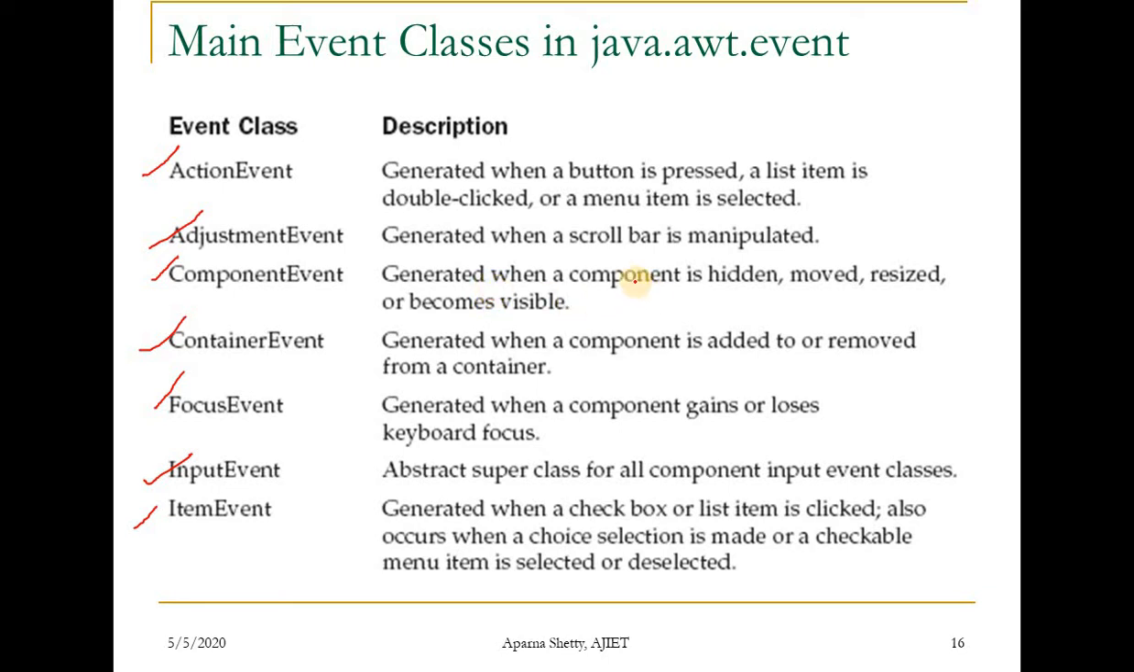So when you make changes to the component, like when the component is hidden or moved, or you resize it, or it becomes visible, when you perform all these activities, a component event is generated. Next is container event. Generated when a component is added to or removed from a container. So when you add or remove a component to a container, a container event is generated.